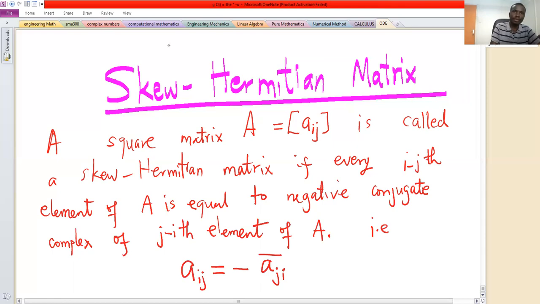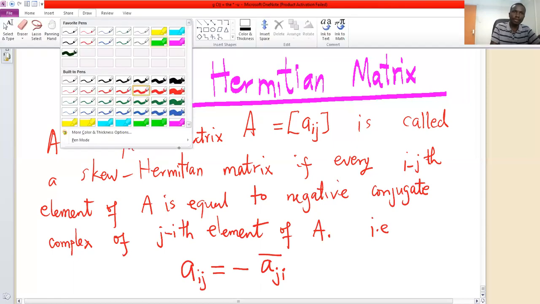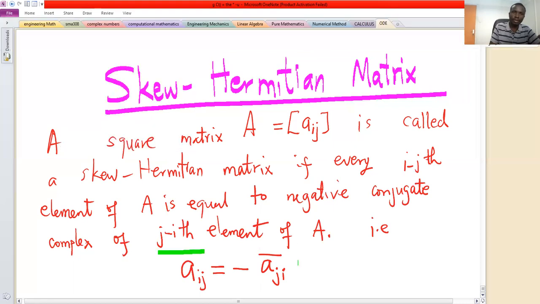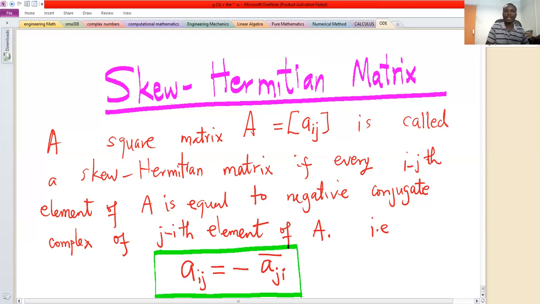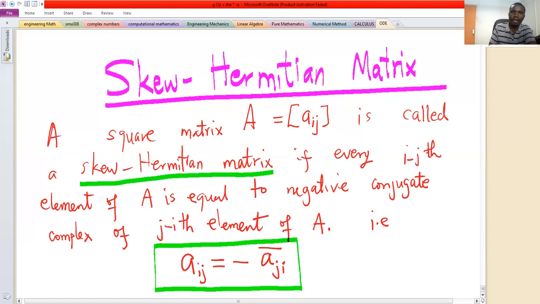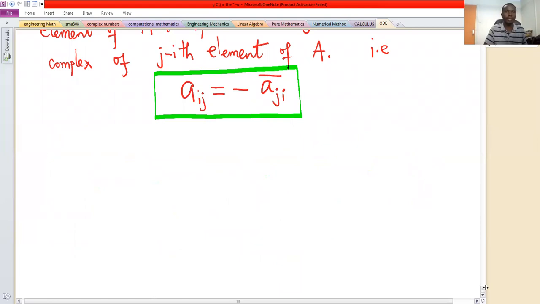So this is the definition of a Skew Hermitian matrix. That a square matrix A is called Skew Hermitian if every ij element of A is equal to the negative of the conjugate complex of the ji element of A. In other words, a_ij equals negative conjugate of a_ji.